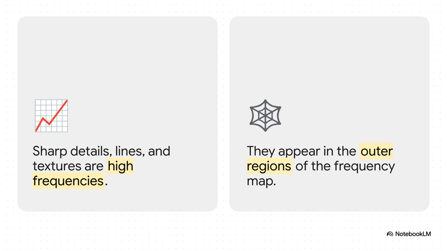Okay, so what about the opposite? What about a super complex cityscape, packed with sharp edges and tiny details? Whoa, its frequency map is this wild explosion of points and lines, spreading way out from the center. And that shows us that all those sharp details, the edges, textures, all that good stuff, those are the high frequencies, and they live in the outer parts of the map.